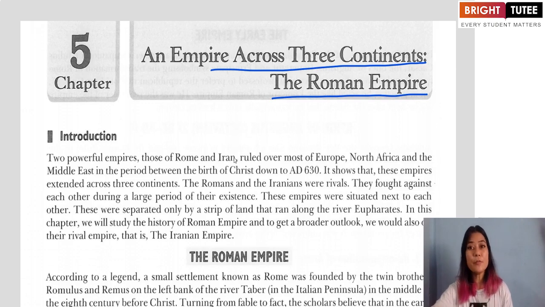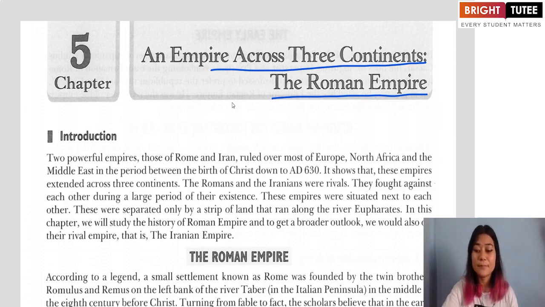Alright? Now if you remember from our introduction class, we learned a little bit about the Roman Empire, its rivalries, its conflicts with the Germanic tribes and its enemies, right? So in this chapter, we'll look in very detail about the Roman Empire, its rulers, its society, its culture, etc. Okay, so let us begin.